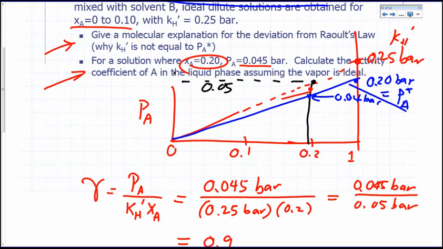The actual vapor pressure is between what you would expect from Raoult's law and what you would expect from Henry's law. So you have a non-ideal solution as far as Raoult's law is concerned. You have a non-ideal solution as far as Henry's law is concerned.